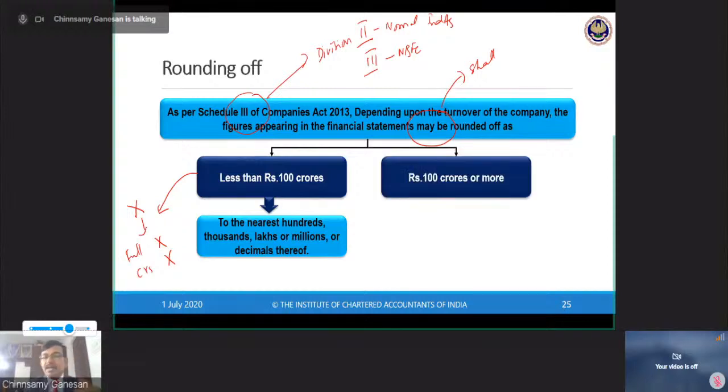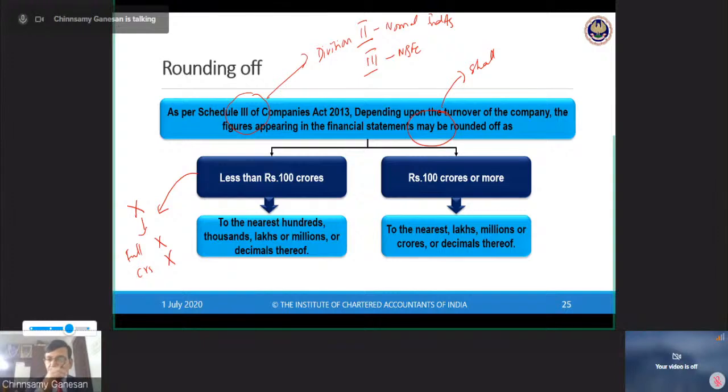Suppose I am saying it is 100 crore and above, please understand this is 100 crore and above. Somebody has asked the question, is it more than 100 crore or 100 crore and above? Here the legal term says 100 crores or more. So for 100 crores or more, the rounding off will start with lakhs, millions and crores or decimals thereof. That means when I say decimals, 2 decimals of lakhs you can give, 100.22 lakhs. If you are giving in crores, you can say 322.43 crores. So 2 decimals you can give.